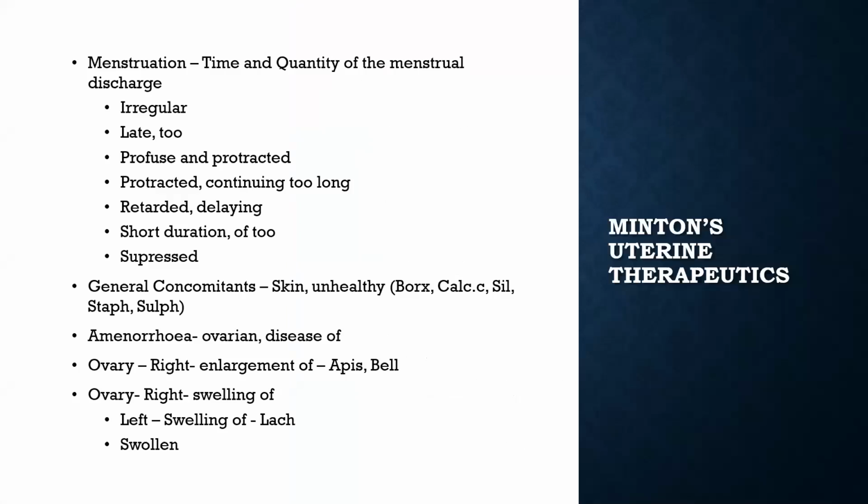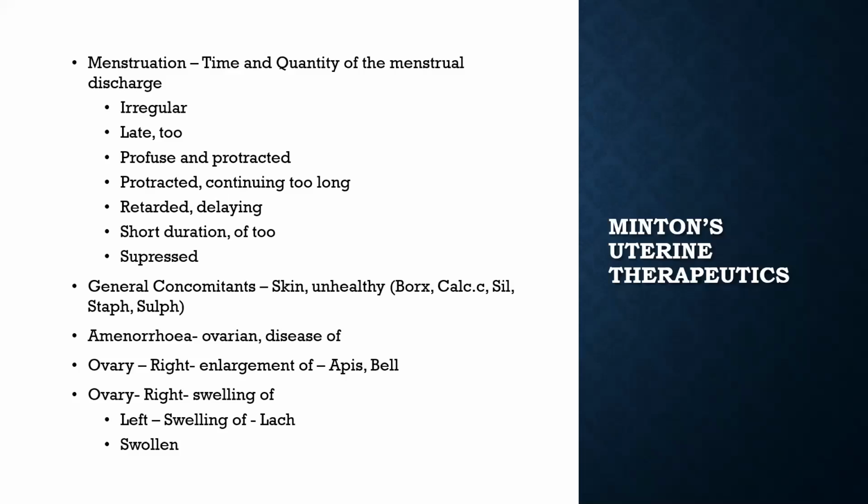So now, Minton's Uterine Therapeutics. Under the menstrual chapter, I've already said there are many chapters: menstruation before, during, after, and all that. Under the chapter menstruation, under time and quantity of the menstrual discharge, again, we have all this. Irregular, late or too late, profuse and protracted. Protracted means continuing too long. Retarded or delaying. Then short or too short duration, and suppressed. There are many more. I've just taken those which suit PCOD.